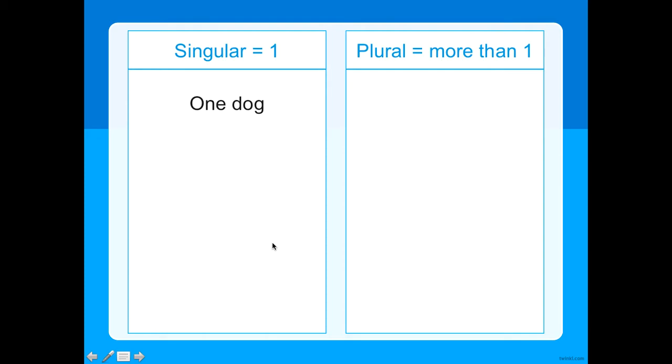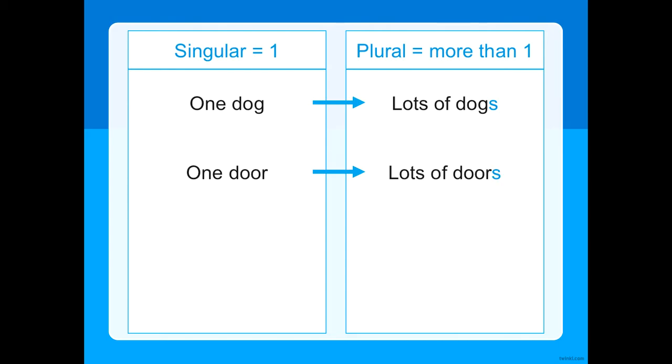I can have one dog, or I can have lots of dogs. So I can hear that phoneme being added to the end of the word, and it's spelt here with the letter S. I wonder if you can tell me what one door would become. That's right, it would be lots of doors. So we've got that S on the end again, spelt with the letter S. You can do this one now. We have one pencil, but what if I have more of them? Then I have, you're right, lots of pencils.